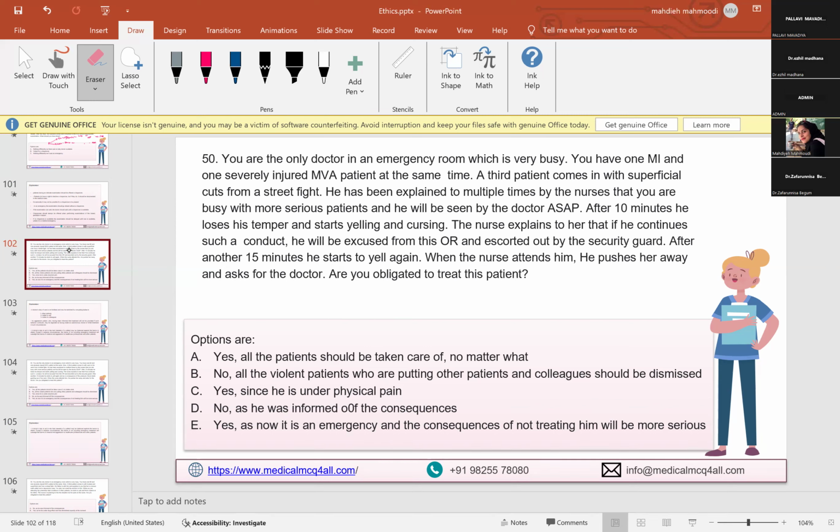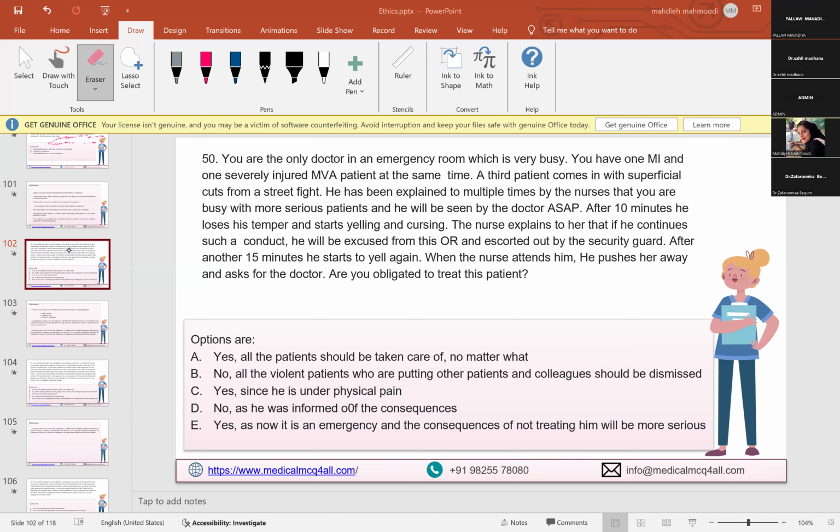What do you think? Option A, yes, all the patients should be taken care of. Very good. What do you think? Because that would be the justice, ma'am, or principalism. Very good. So the next doctor, what do you think? Yes, ma'am. Option A, all the patients should be taken care of, no matter what.